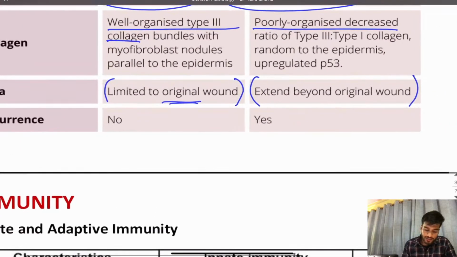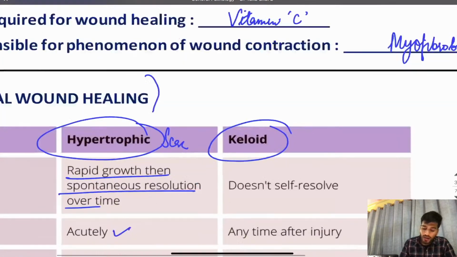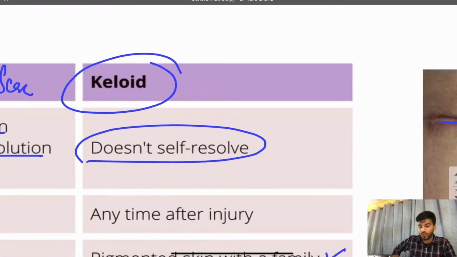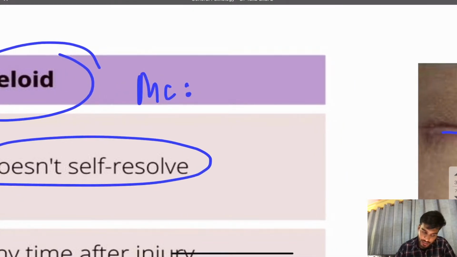Recurrence: there is no recurrence in case of a hypertrophic scar, but in case of a keloid there is a recurrence. So remember, guys, keloid does not self resolve, and it can come anytime after the injury. Now, the keloid's most common location is the sternum.